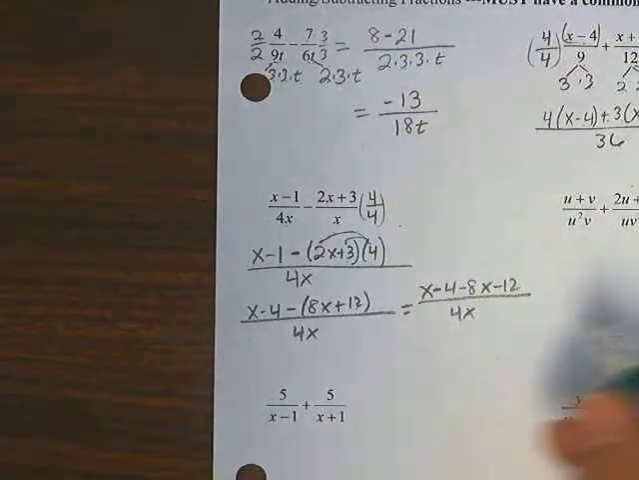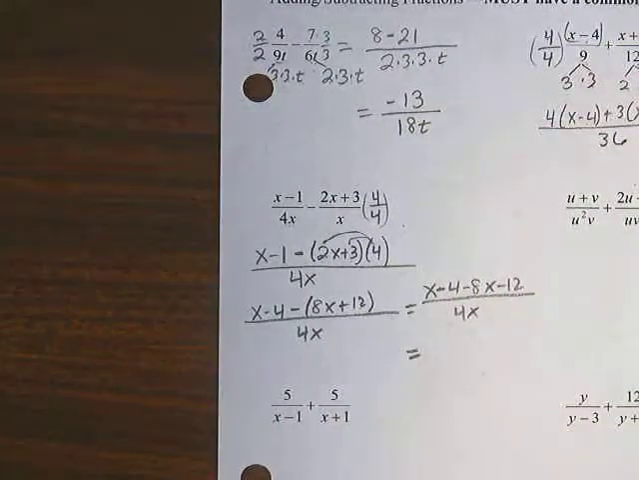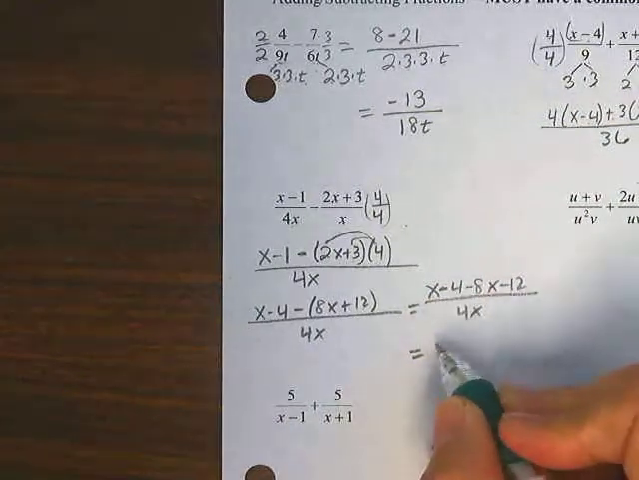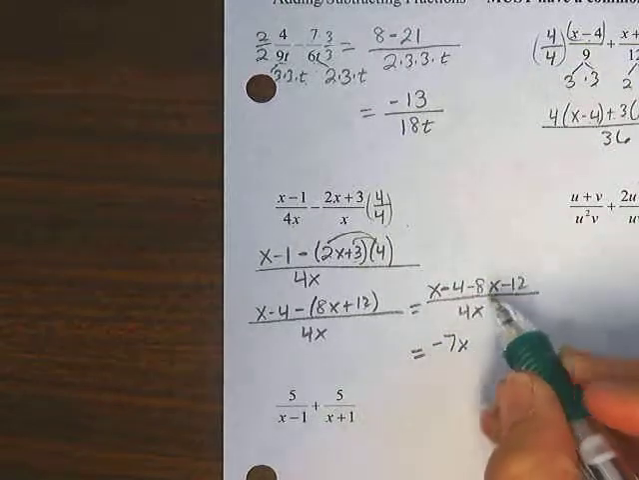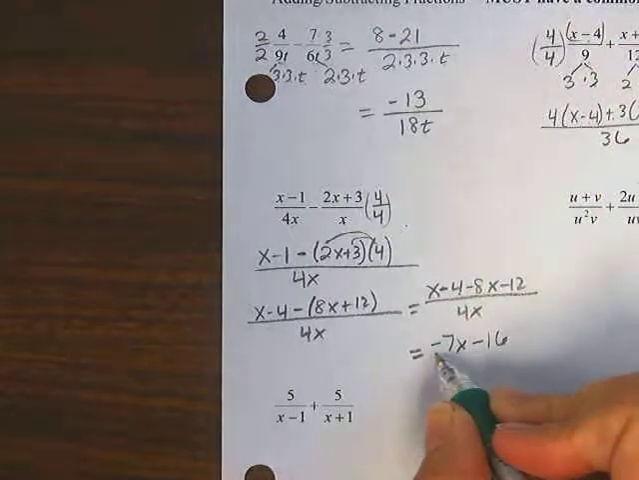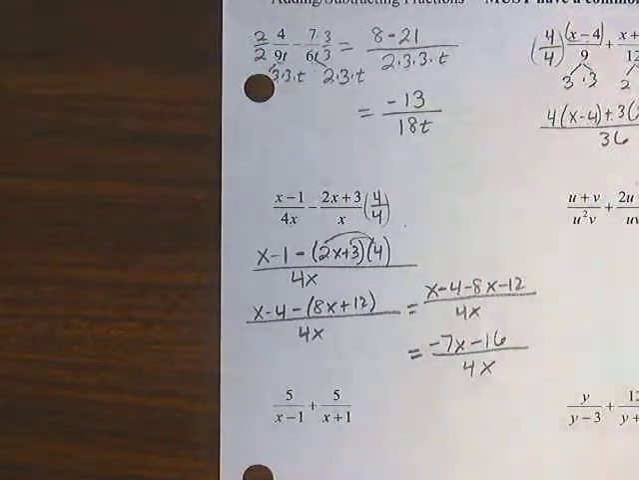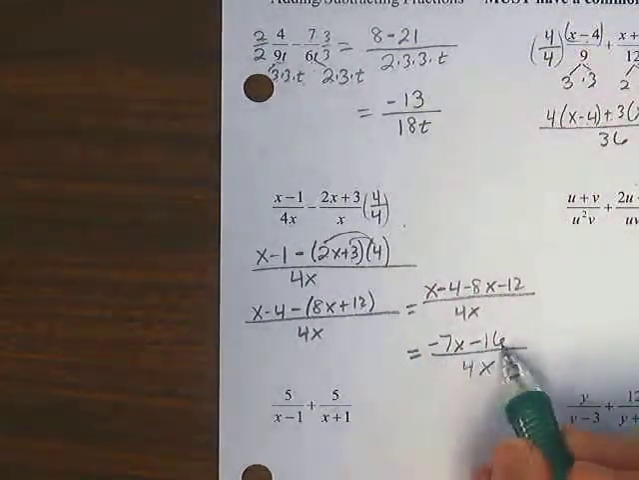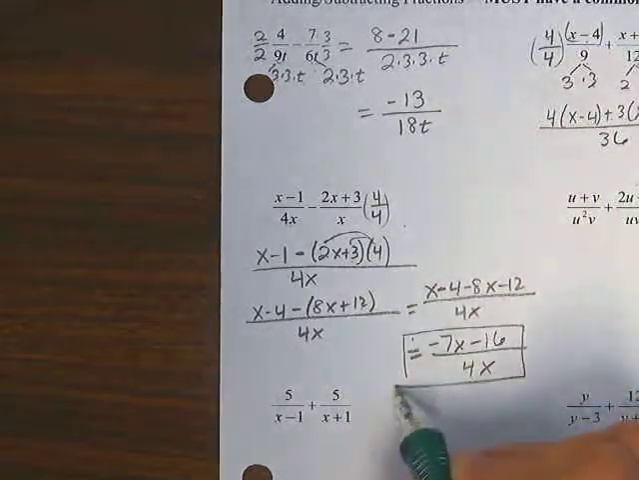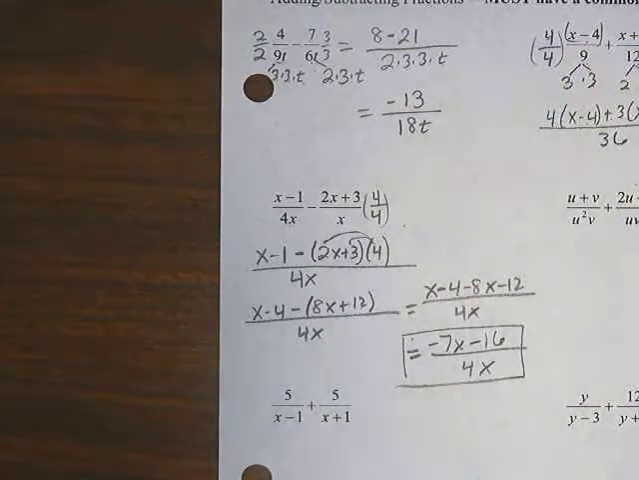Now we're at the point we can go ahead and combine our like terms. So we have an x minus 8x. That gives us a negative 7x. Negative 4 minus 12 is a negative 16, all over 4x. There's nothing that can be factored out on the numerator or denominator that will cancel, so we'll go ahead and just leave it the way it is.